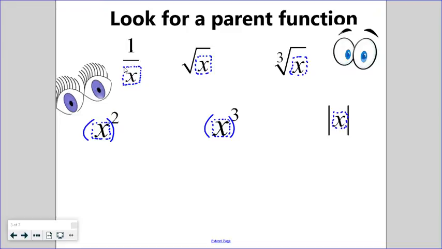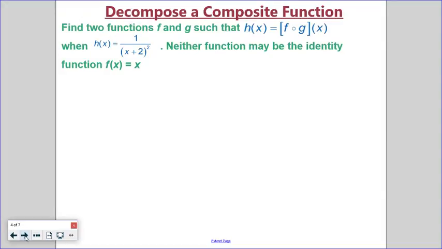So if it's not grouped with parentheses, it's not considered the insides of that function. If you can identify the insides of a function, and it is more than just the letter x, which all of these would be just the letter x, that is an easy decomposition to just take out the insides of that function. So I don't have a lot of examples today. In fact, we have two. That is it. And so make sure that if you have questions that you're asking them.